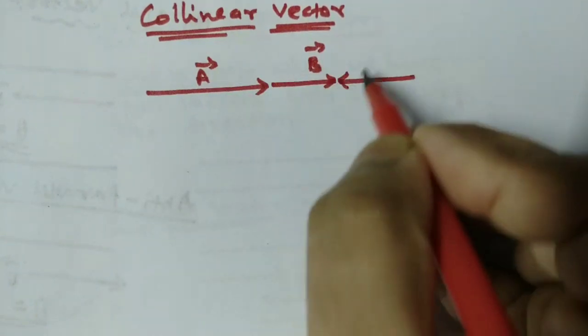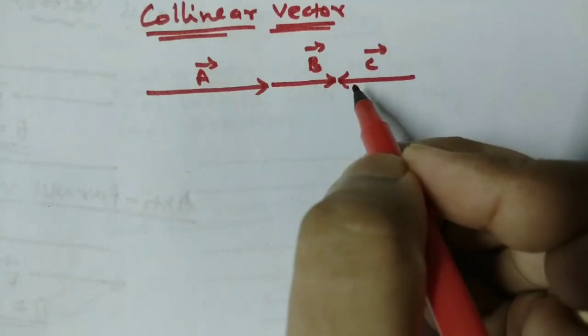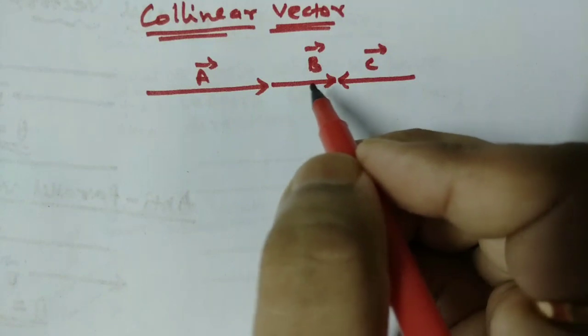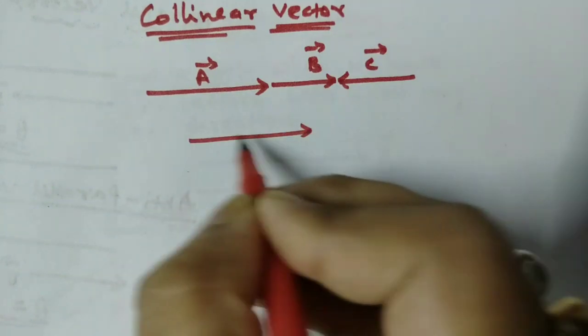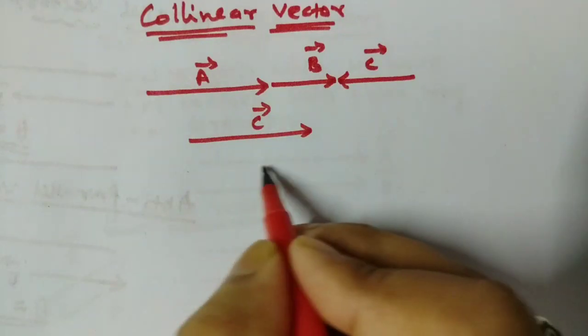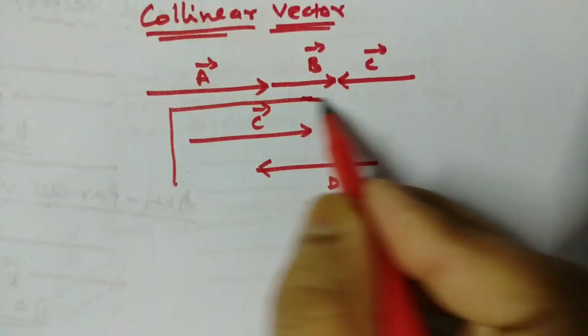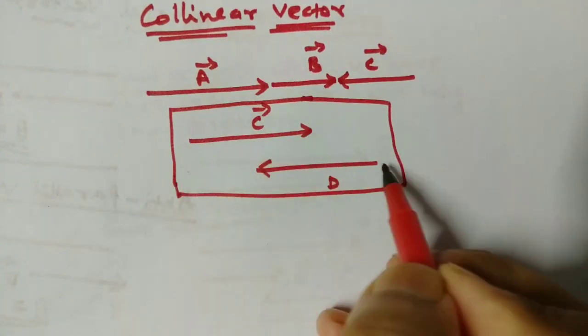Okay, we can take another one, say this is c vector. So here a, b and c, these three are lying along the same line. So these three are also called collinear vector. Okay, suppose we have a vector like this, say c vector, and say we have another vector like this, say this is d vector.